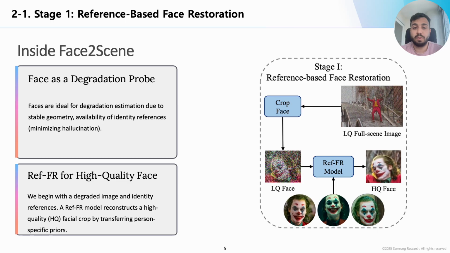Given a degraded full scene image, we crop the face and feed it into a reference-based face restoration model. Using some reference images from the same identity, the model reconstructs a clean, high-quality face. You can see the workflow on the right. We crop the face, pass it through the reference-based face restoration model, and obtain a restored high-quality face, which later guides the full scene restoration.